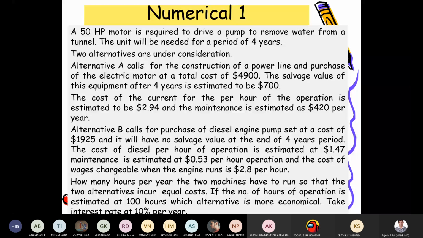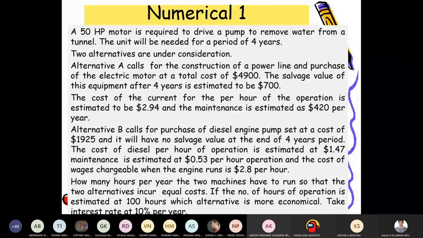A 50 HP motor is required to drive a pump to remove water from a tunnel. The unit will be needed for a period of 4 years. Two alternatives are under consideration. Alternative A calls for construction of a power line and purchase of electric motor at a cost of $4,900. The salvage value of the equipment after 4 years is estimated to be $700. The cost of the current per hour of operation is estimated to be $2.94, and the maintenance is estimated as $420 per year.